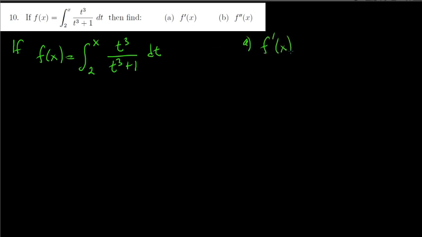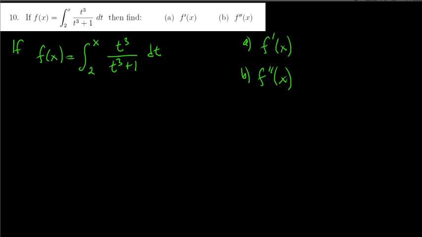So number 10, we're assuming that f of x is defined by this definite integral from 2 to x of t cubed divided by t cubed plus 1 with respect to t. And there are 2 parts to the question. We want to find the first derivative of this function, and we want to find the second derivative of this function.